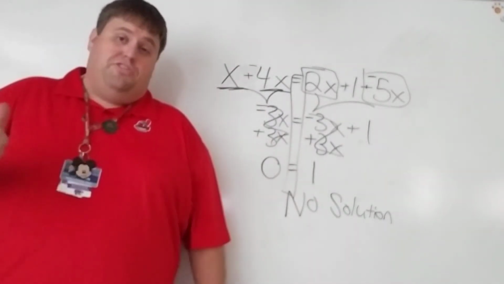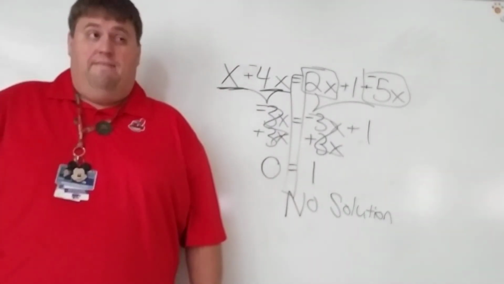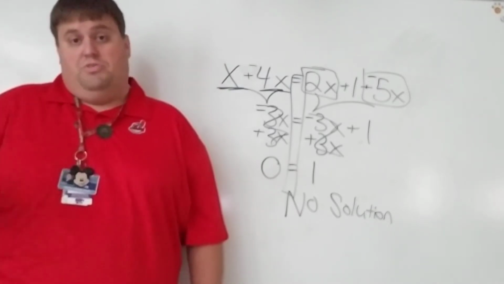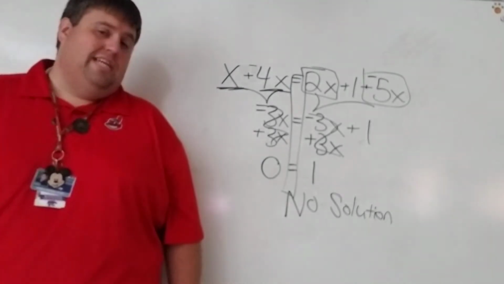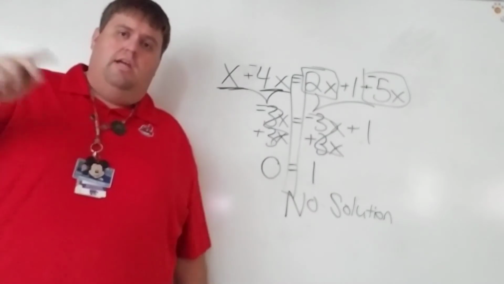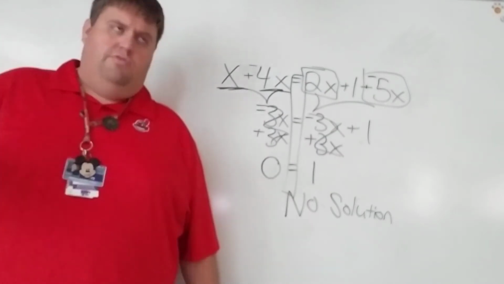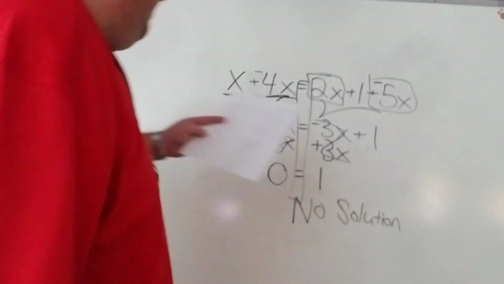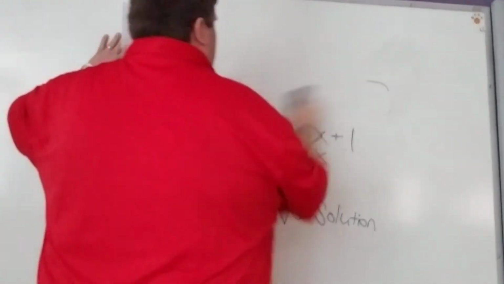Remember, if those numbers turn out to be the same, that would be infinite solutions, which we'll see later. However, this time, our variables canceled, numbers are different, no solution. Good. Almost done with the front. Number 8.